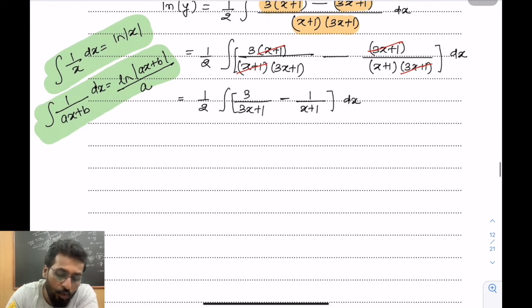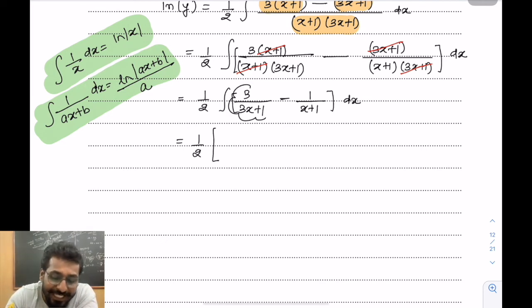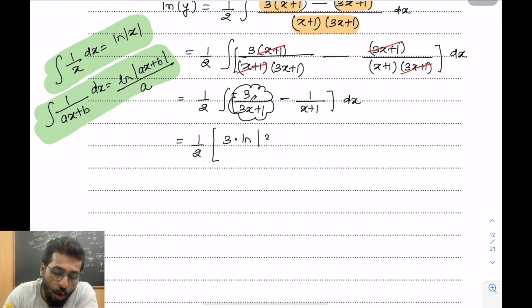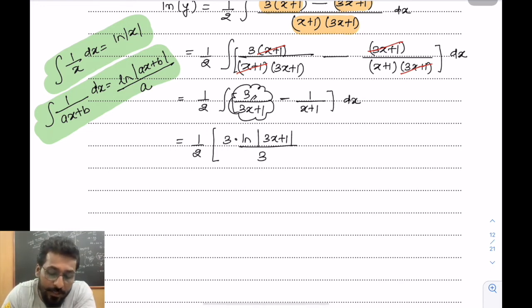So my answer is now going to be 1 upon 2. I'm going to start with a nice bracket over here. For the first integral, the 3 is a constant, so I write 3. Then what's the integration of 1 upon 3x plus 1? It looks like integration of 1 upon ax plus b. So that's ln of 3x plus 1 divided by the coefficient of x. See who is sitting next to x. Next to x, you can see 3. So divide the entire answer by 3.